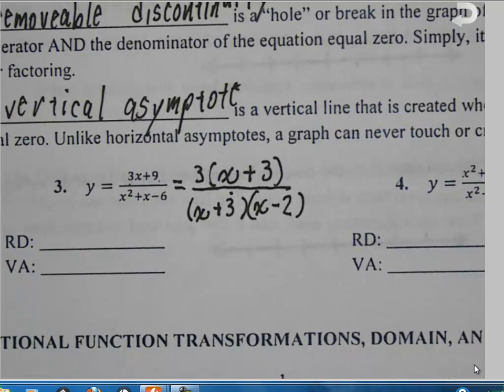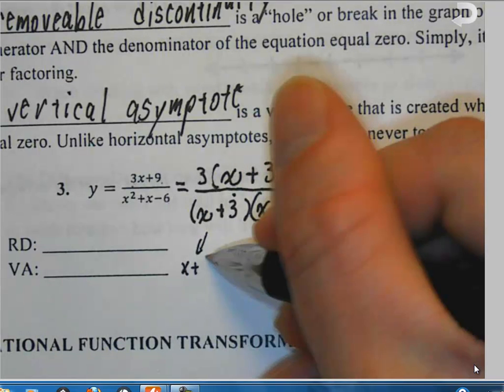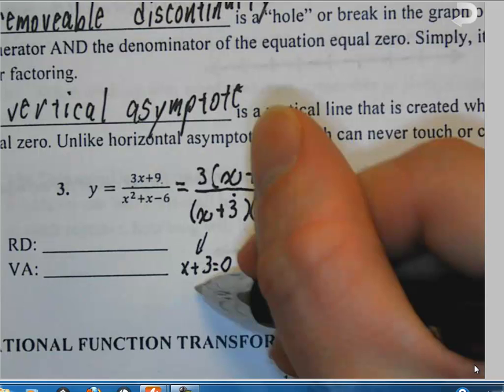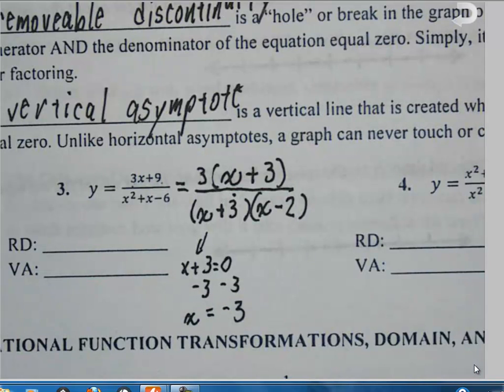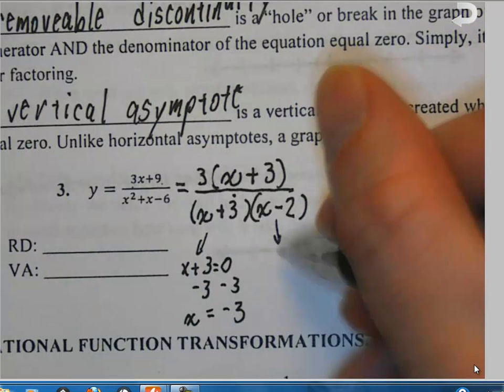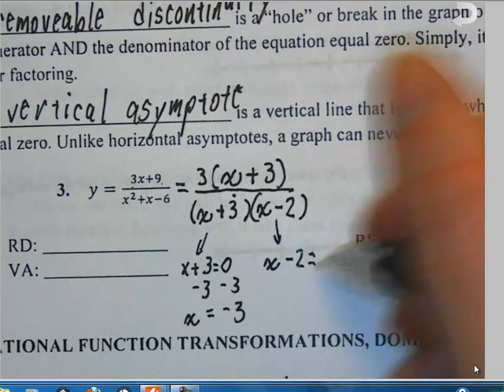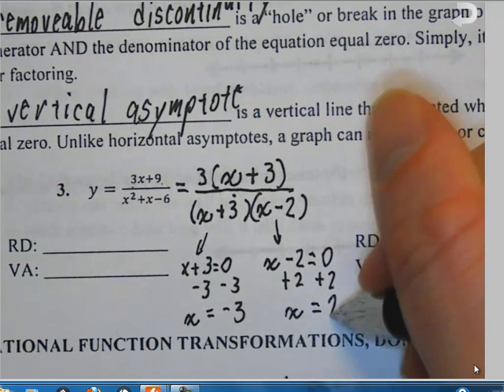So, now that I have it in factored form, I need to find the zeros of the denominator. The zeros of the denominator are found where I take each factor and set it equal to 0. By subtracting 3 from each side, I have that x is equal to negative 3. Or if I just remember that insiders lie and that the zero is the negative of the term inside the parentheses, it is fine. Same here, x minus 2 is equal to 0, and so you add 2 to both sides, and x is equal to positive 2.